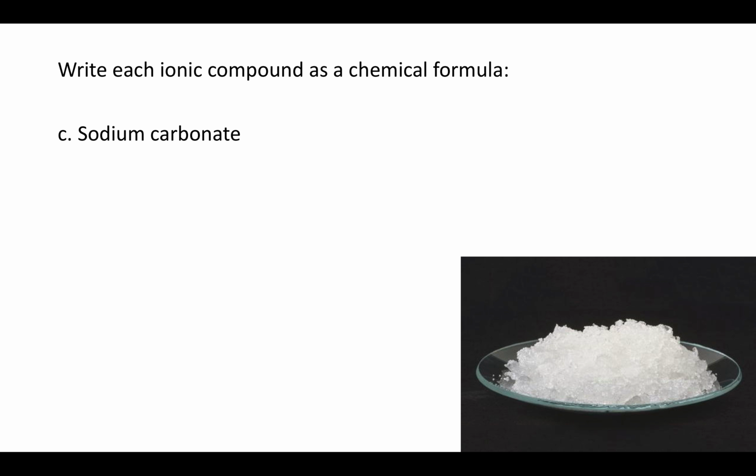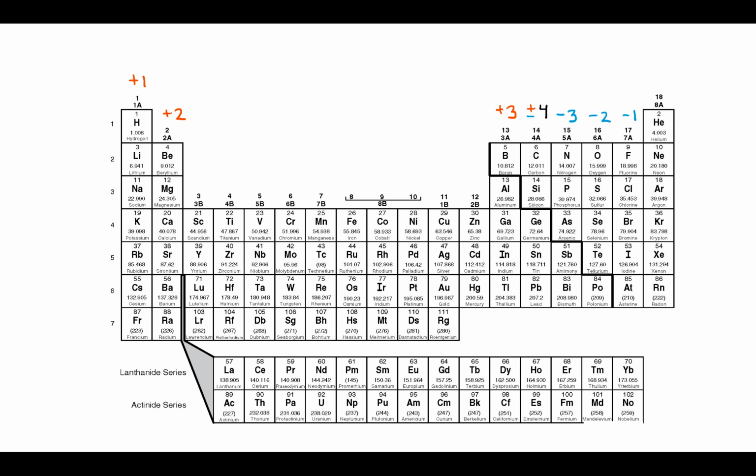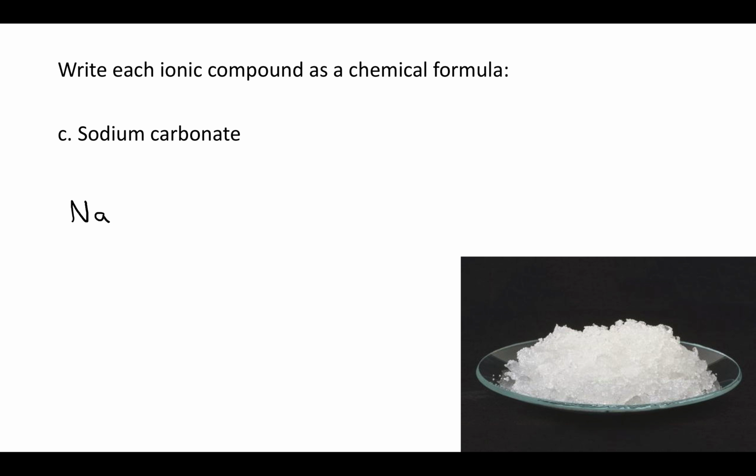Okay, sodium carbonate, what's the formula for that? First, let's write the ions separately. So sodium is in column 1A, so it has a +1 charge. So to write the sodium ion, we'll write Na and a +1 in the top right.